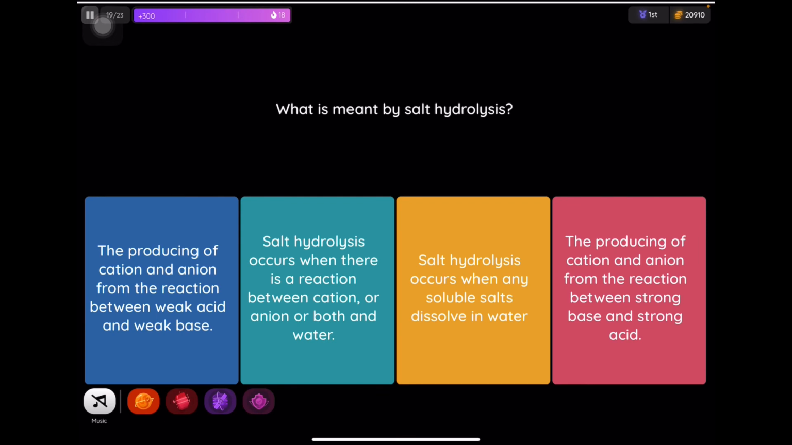What is meant by salt hydrolysis? So salt hydrolysis occurs when there is a reaction between cation or anion or both with water.